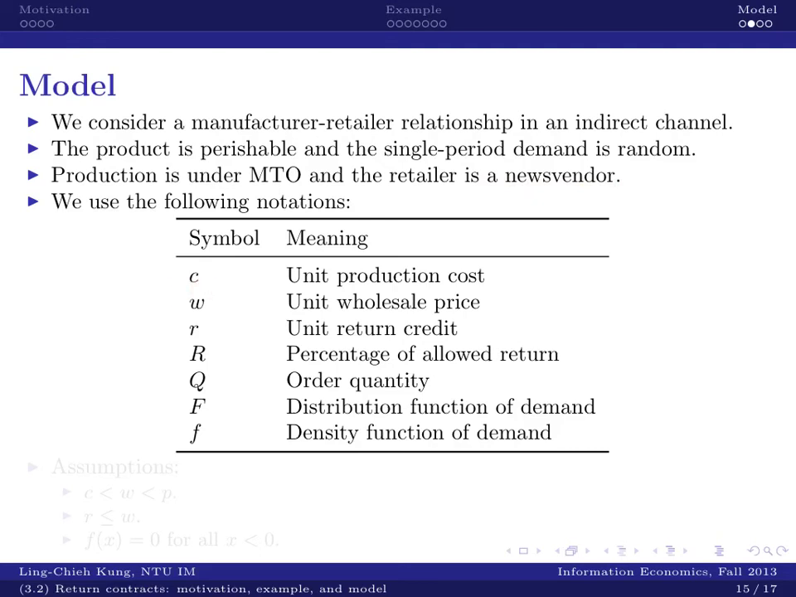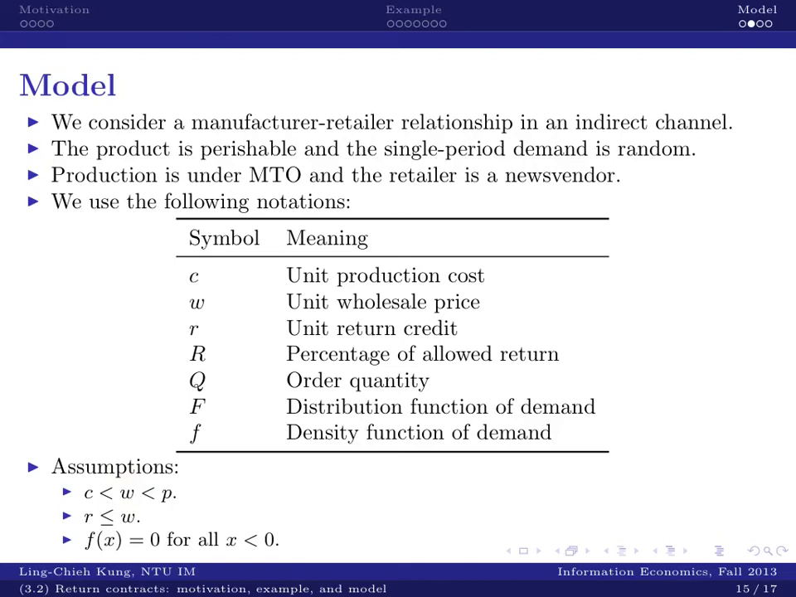We're going to use c as the unit production cost. Small w, small r, and capital R are those terms inside a return contract. Capital Q is the order quantity, and capital F and small f are the CDF and the PDF of the random demand. There are some natural assumptions. First, the wholesale price is going to be between c and p, because the manufacturer wants to make some money and because the retailer wants to make some money.